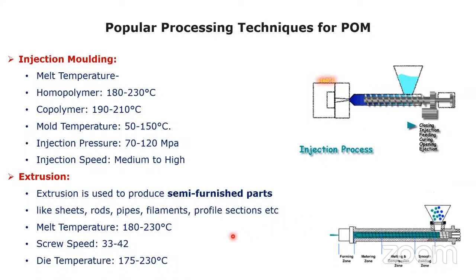So these are the parameters generally used for extrusion of polyoxymethylene. With the help of extrusion, we can prepare sheets, rod-type structures, pipes, and, as he mentioned, some filaments or profile sections. So these two techniques are generally used for processing polyoxymethylene.